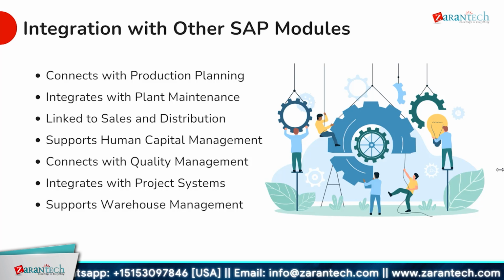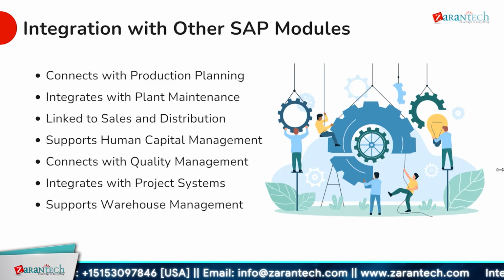SAP MM integrates with plant maintenance, that is PM module, to support the procurement of spare parts and maintenance services. It is closely linked to the sales and distribution, that is SD module, which enables efficient order fulfillment and ensures the availability of material for sales orders. SAP MM supports the human capital management module by facilitating the procurement of employee related items such as uniforms or office supplies. It connects with the quality management module to ensure the procurement of high quality materials and facilitate quality inspection.